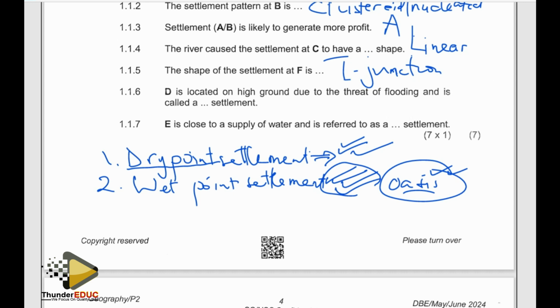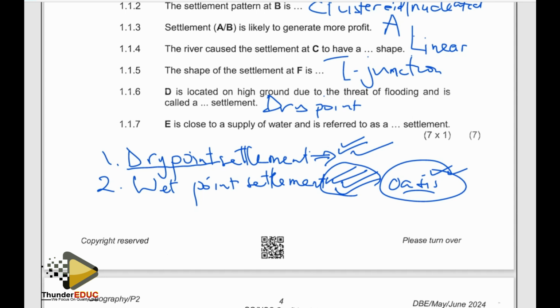Right. Let's try to make sense from our two questions. D is located on high ground due to the threat of flooding and is called a dash point settlement. A dash settlement. From our responses, the correct response is dry point. It is at a place which is safer from the risk of flooding, or from the threat of flooding. So it is a dry point settlement.